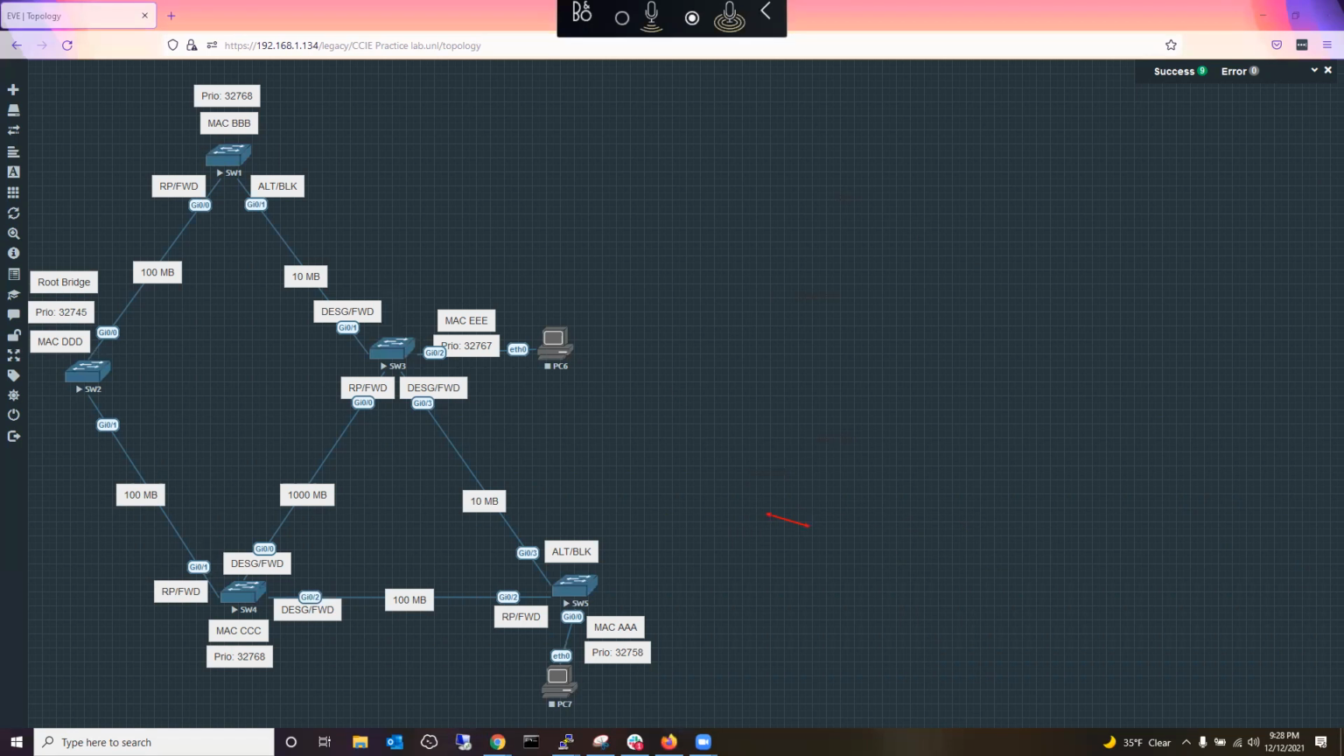The path that it's going to take: once the frame gets sent from the PC to the switch through gig 0/2, it's going to go out gig 0/0. Why? Because for one, it's the lowest cost to get to switch 2, compared to going down to switch 4 and then up to switch 2, and also gig 0/1 on switch 1 is in a blocking state anyway. Okay. So after it hits switch 4, what path will it take next? It's going to go out gig 0/1 up to switch 2.